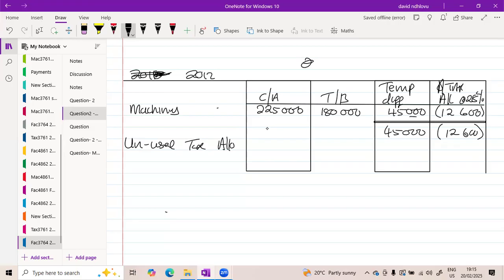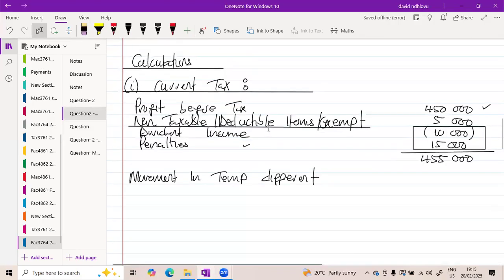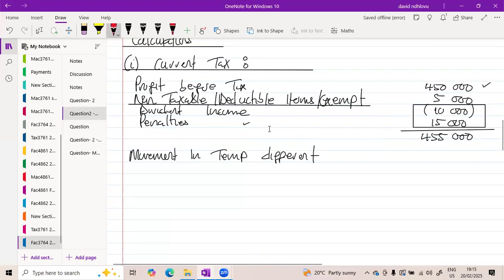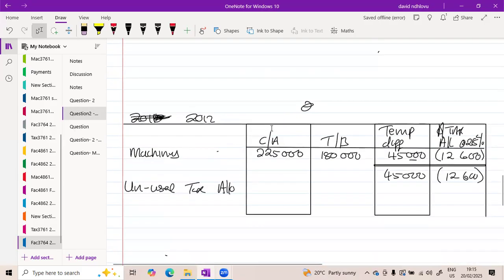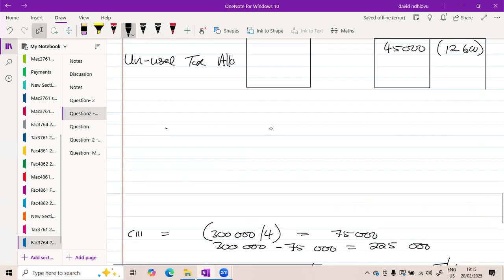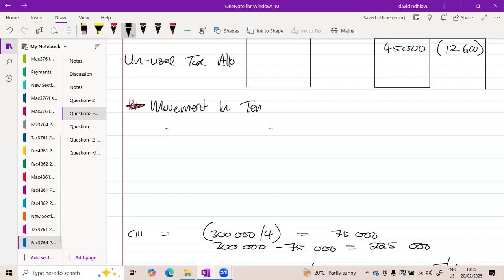Now here is the trick, good people. When you calculate your current tax, remember you need this value, which is the movement in temporary difference. Now that particular value, you have to get it after you have calculated your deferred tax prior year, deferred tax in the current year, and then you calculate your movement. Right, so we say movement in temporary differences.